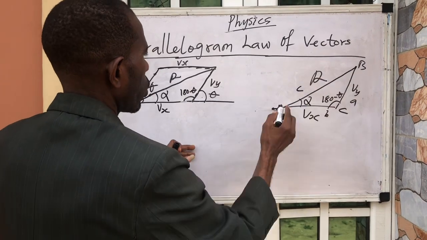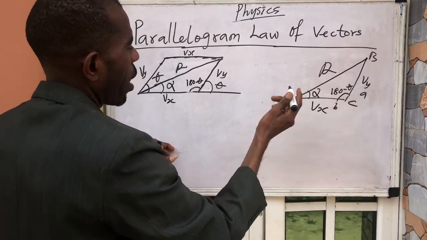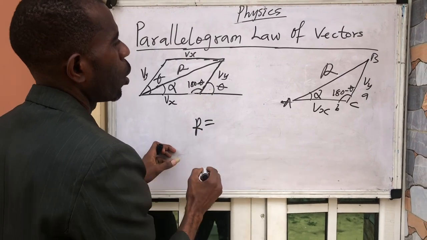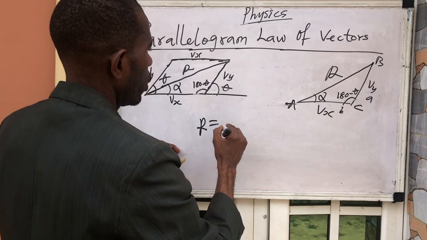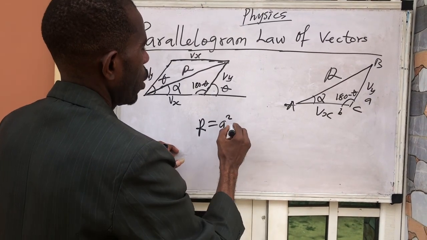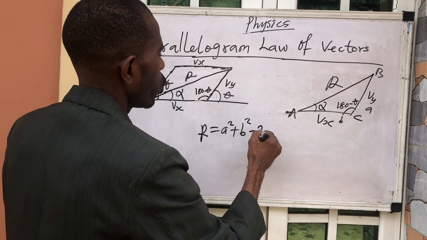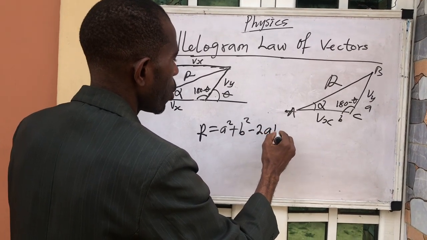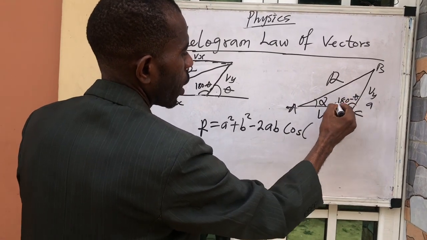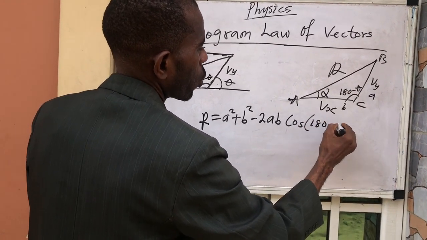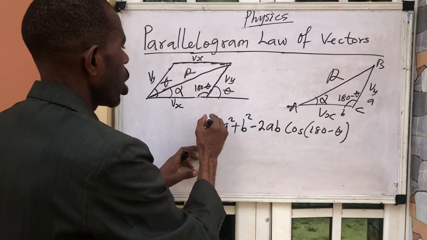AB, which is equal to C now. So we can call it R. Since it's already denoted as R, I will say R is equal to A, the side of this one, A square plus B square, then minus 2AB cos this angle here, which is this angle, 180 minus theta. So this is the formula we are going to use.